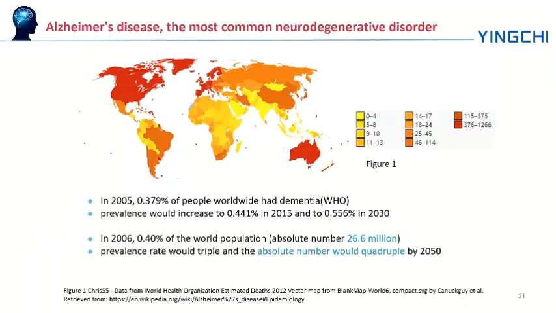So AD is the most common neurodegenerative disorder around the world. And in 2006, the absolute number of AD patients in the world population was more than 26 million people, and the absolute number would quadruple by 2050.